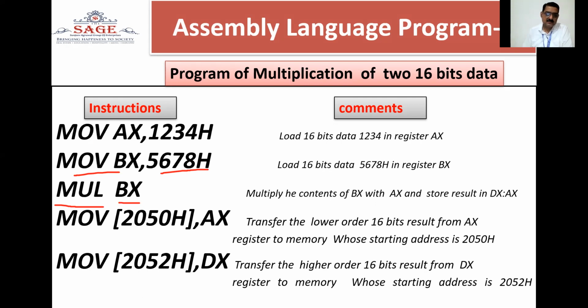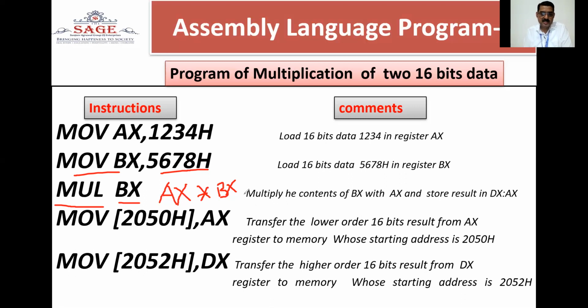This instruction is equivalent to the multiplication of AX by BX. When you give the instruction MUL BX, the AX register is taken by default. So the contents of the AX register are multiplied by the BX register. In multiplication of two 16-bit data, in most cases the result will be greater than 16 bits, so it can be assumed that the result will be 32 bits.